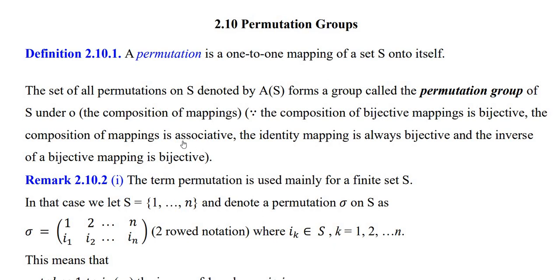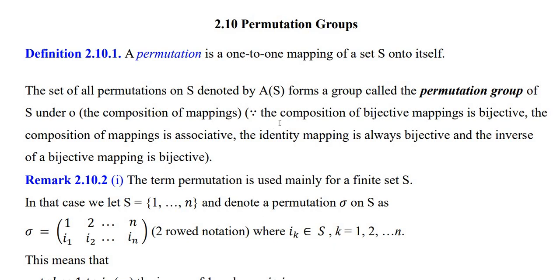In this video, we have the definition, examples, and a few results on permutation groups. A permutation is a one-to-one mapping of a set S onto itself. Now, the set of all permutations on S, denoted by A of S, forms a group called the permutation group of S under composition of mappings.